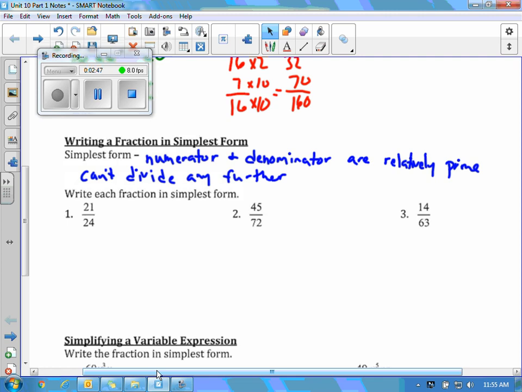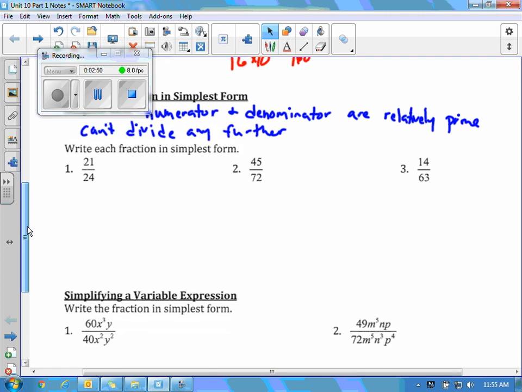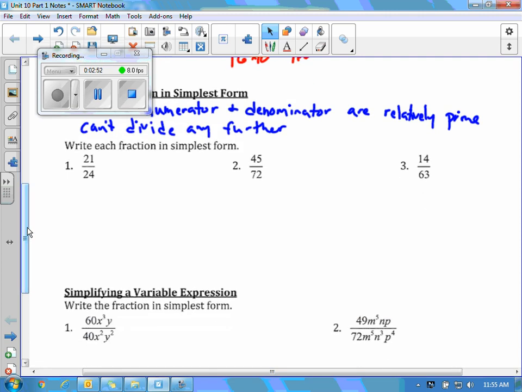When we're writing fractions in simplest form, one way to do it is just to divide by something that you know both numbers can be divided by, and then just keep working down until you can't divide any further. But what we're going to look at is a more mathematical way to do this. We're going to start by doing the prime factorization for the numerator and the denominator, meaning we need to do a factor tree first.